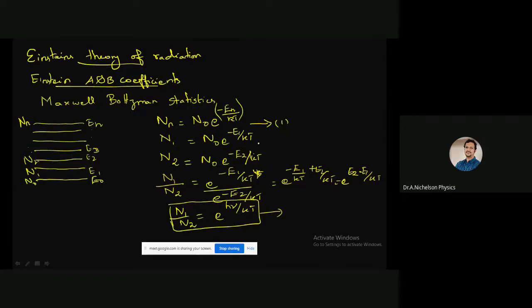So here this is equation 1, 2, 3, and 4. So make a note of this. We will use this particular equation while we derive the Einstein A and B coefficients. Okay, so just make a note of this. I think all of you have copied this. Okay, let me move towards the next slide.